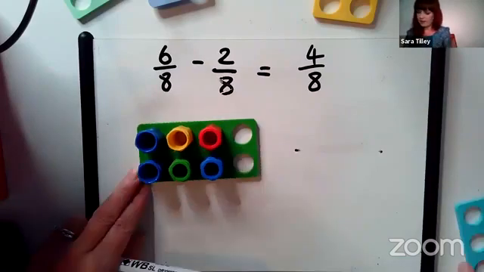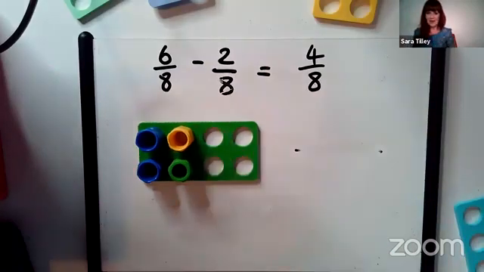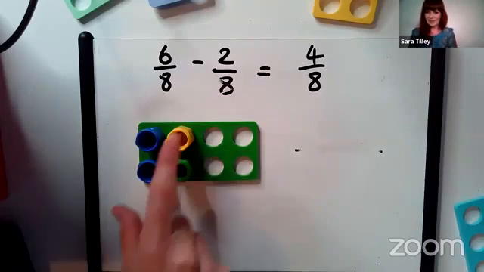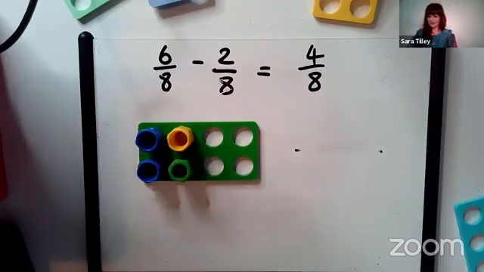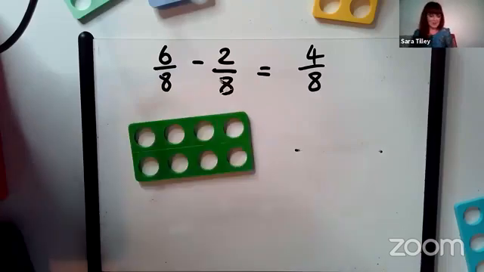So we've got 6/8, we're taking 2/8 away. How many eighths have we got? And we can count, we've got 1, 2, 3, 4 eighths. So that works really well. So think about how you could use Numicon for subtraction with fractions.